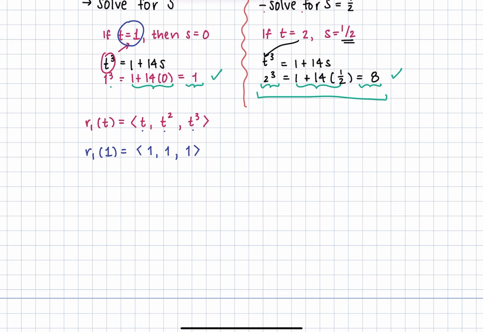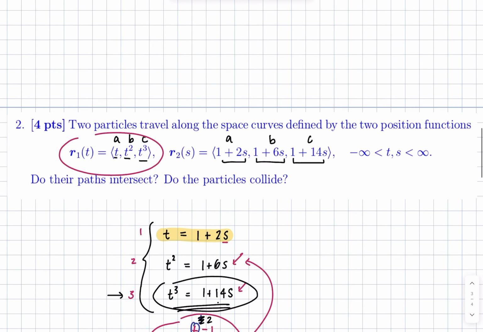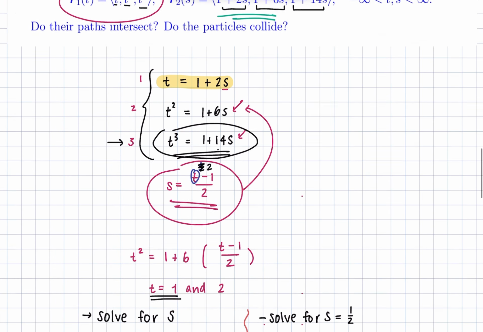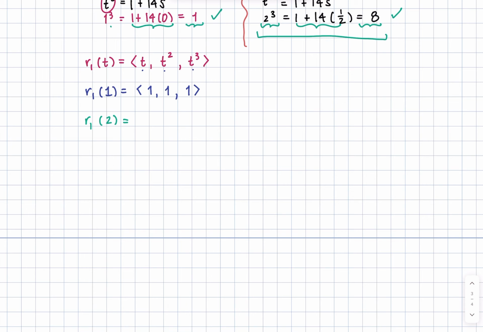Similarly, if I plug in 2 for t, I'm going to get r1 of 2. Let's stay consistent, r1, because we're not trying to go to this function yet. That equals 2, and 2 squared is 4, and then 2 cubed is 8.